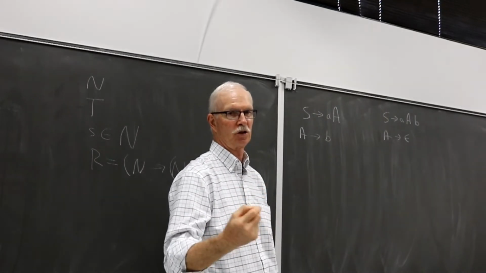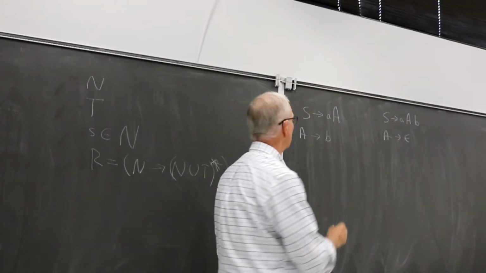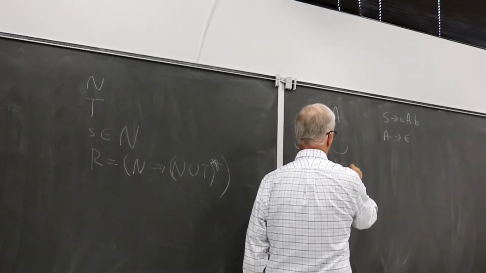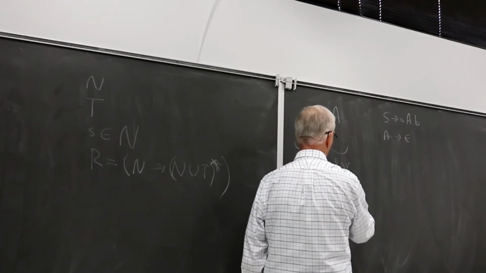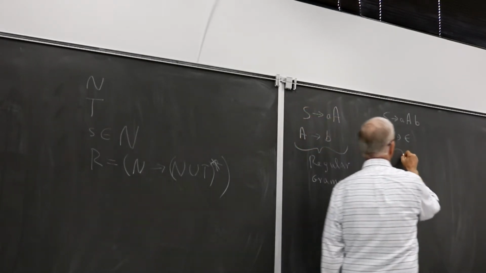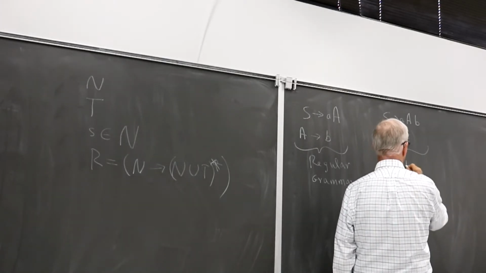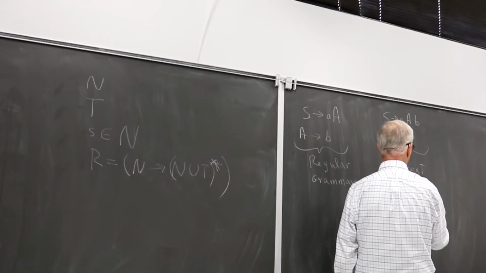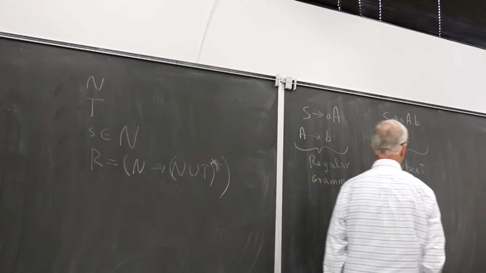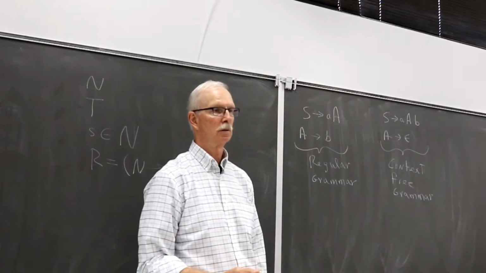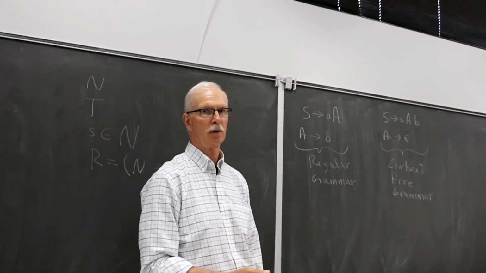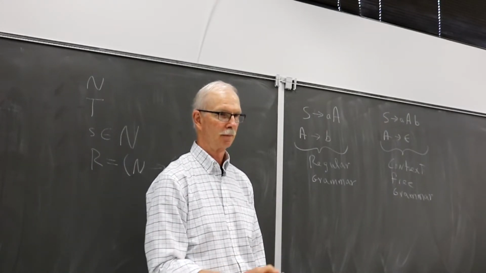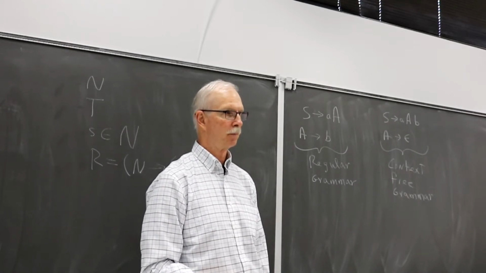these two grammars generate the same terminal strings. This one is a regular grammar. This one is a context-free grammar. What's the difference? Well, the second grammar has A goes to empty, but I can do that in the first one, so that's not it. One's deterministic, one's non-deterministic? They're both deterministic.